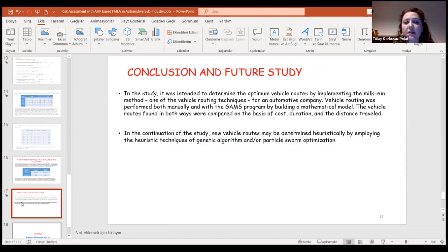And in the study, it was intended to determine the optimum vehicle routes by implementing the Migran method, one of the vehicle routing techniques. For an automotive company, vehicle routing was performed both manually and with the GAMS program by building a mathematical model. The vehicle routes found in both ways were compared on the basis of cost, duration, and the distance traveled. In the continuation of the study, new vehicle routes may be determined heuristically by employing the heuristic techniques of genetic algorithm and/or particle swarm optimization.